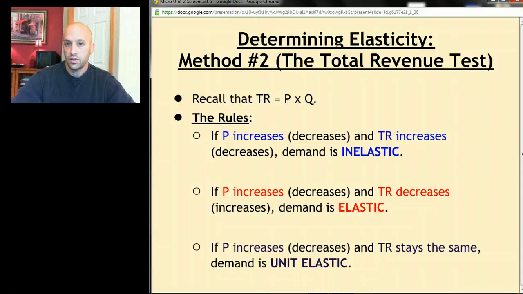If price changes and total revenue doesn't change, we're going to say that demand is unit elastic, meaning that the percentage changes in price and quantity are equal.